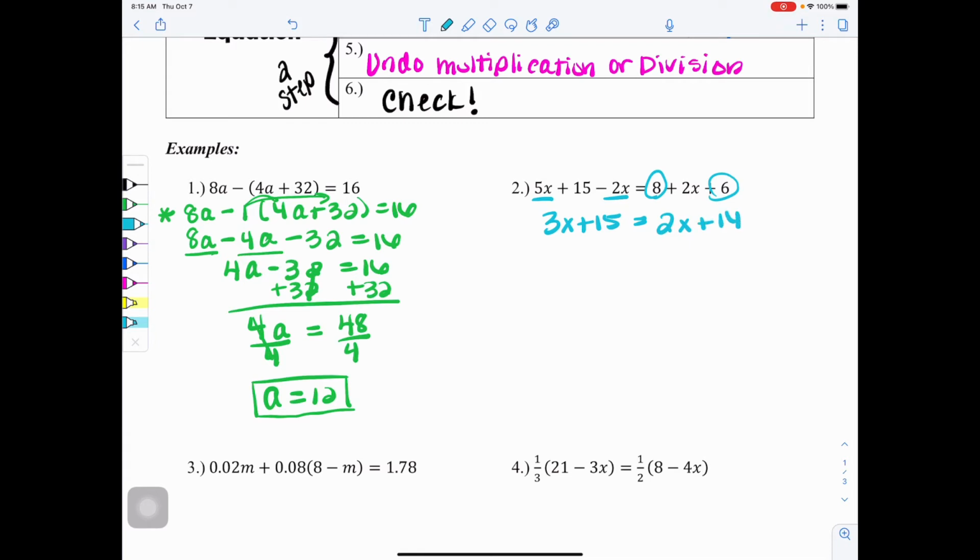After like terms, I check for variables on both sides, which we do have. It does not matter in this case which variable you get rid of.